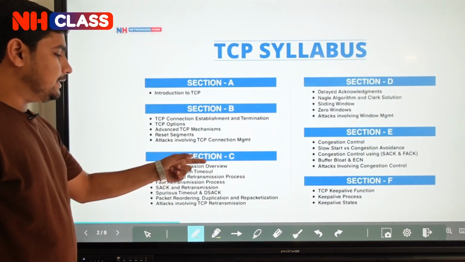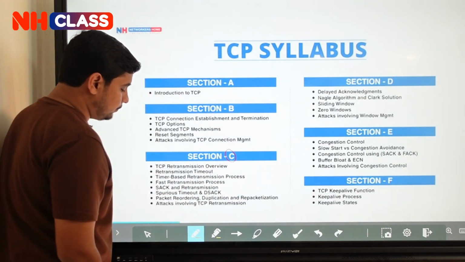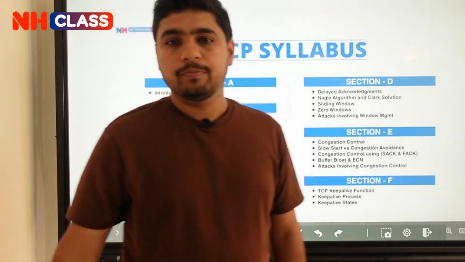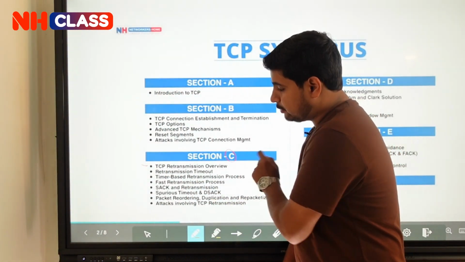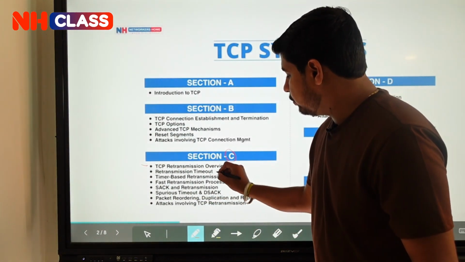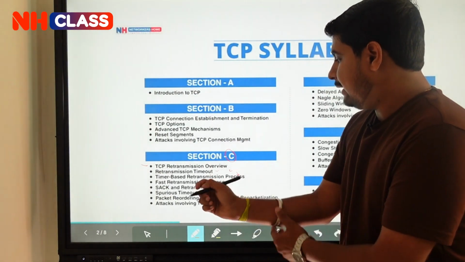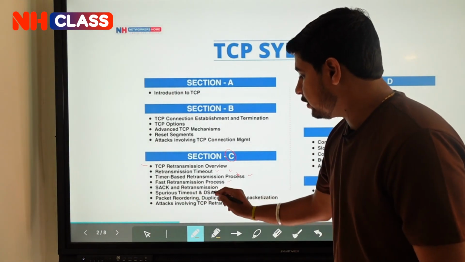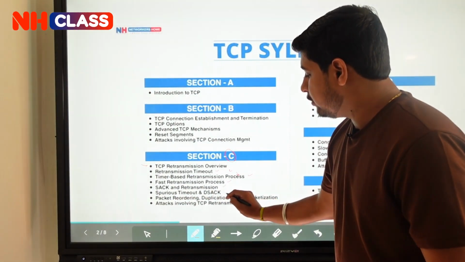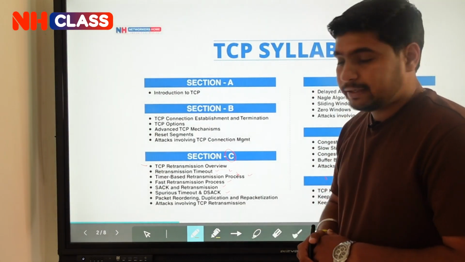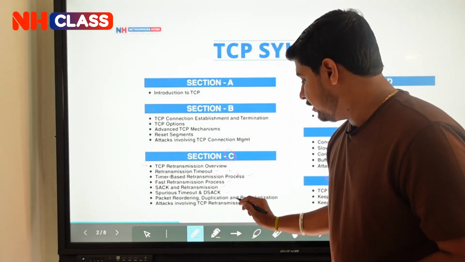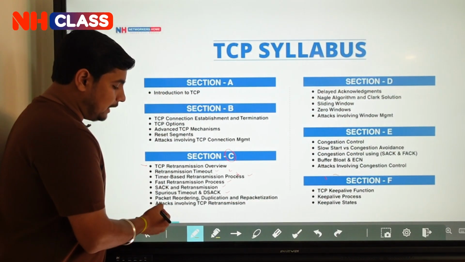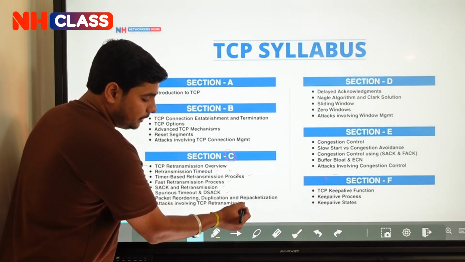The next is section C. In section C, the important concept is TCP retransmission overview. What exactly is the TCP retransmission overview? Then retransmission timeout: what is the meaning of the timeout and how do we use it? Then time-based retransmissions, the fast retransmission process, selective acknowledgement and retransmission, spurious timeout and D-SACK (duplicate selective acknowledgement), then packet reordering, duplication, repacketization, and in the end attacks involving TCP retransmission.